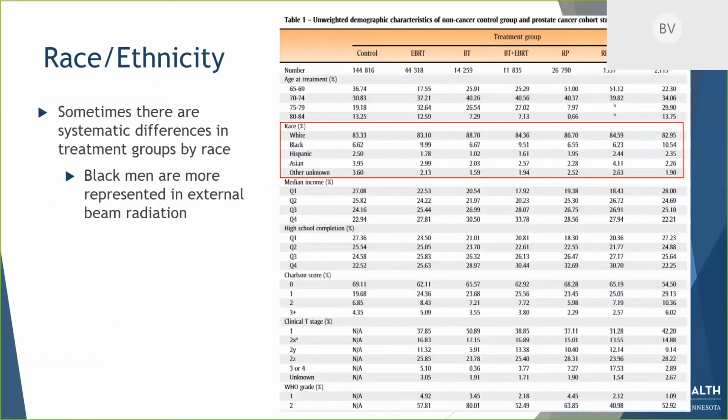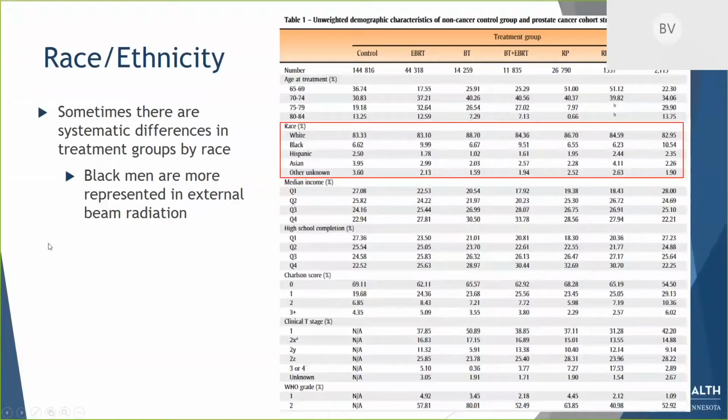And one of the reasons that we're interested in measuring race and ethnicity is that sometimes there are systematic differences in treatment groups by race. Now, for our study, because it included a control population, we were limited to using Medicare race, which obviously is not ideal because the Hispanic population is relatively low here. But because we wanted to keep the comparison similar across groups, we used the Medicare race because anything that comes from the SEER side is not available.